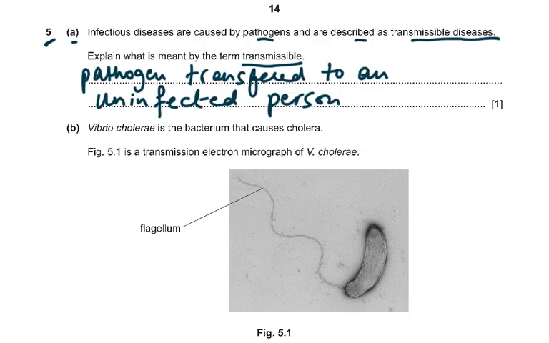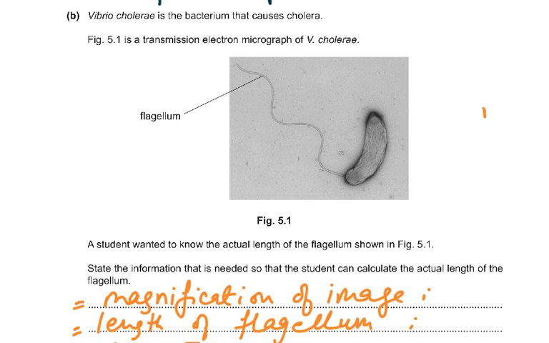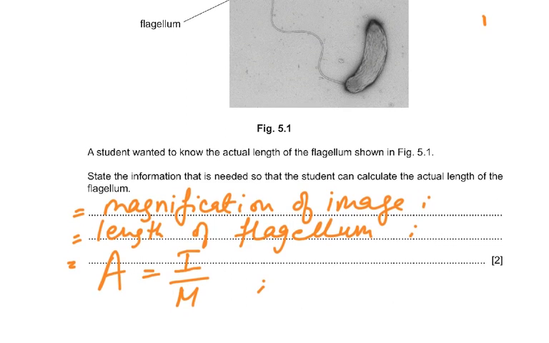So transmissible means the pathogen is transferred to an uninfected person, and here we needed the magnification of the image, then we needed the length of the flagellum in the image on figure 5.1, and then we use the formula actual is equal to image over magnification. You could have written the formula, you could have written it in words, or you could have written it even like this, and they would accept it. Even if you did the magnification triangle, even that was okay.